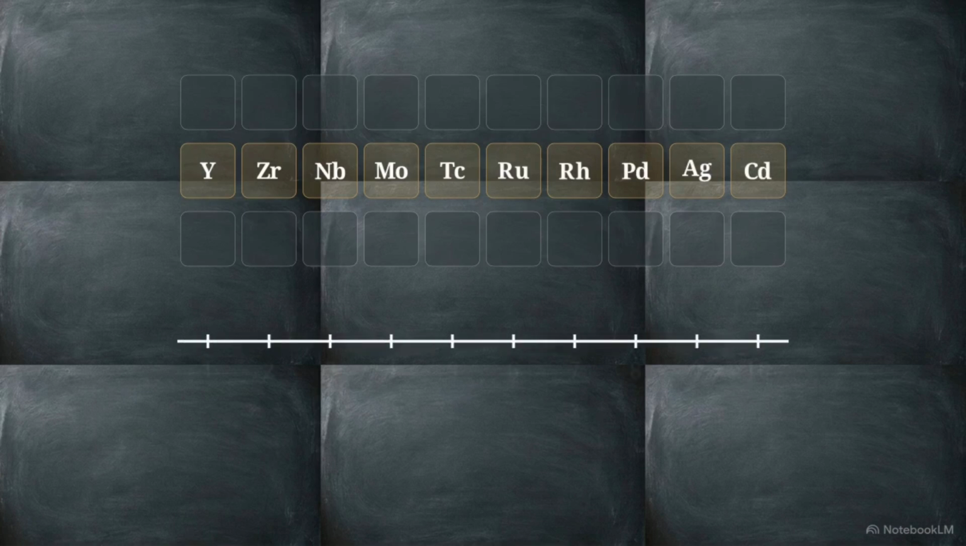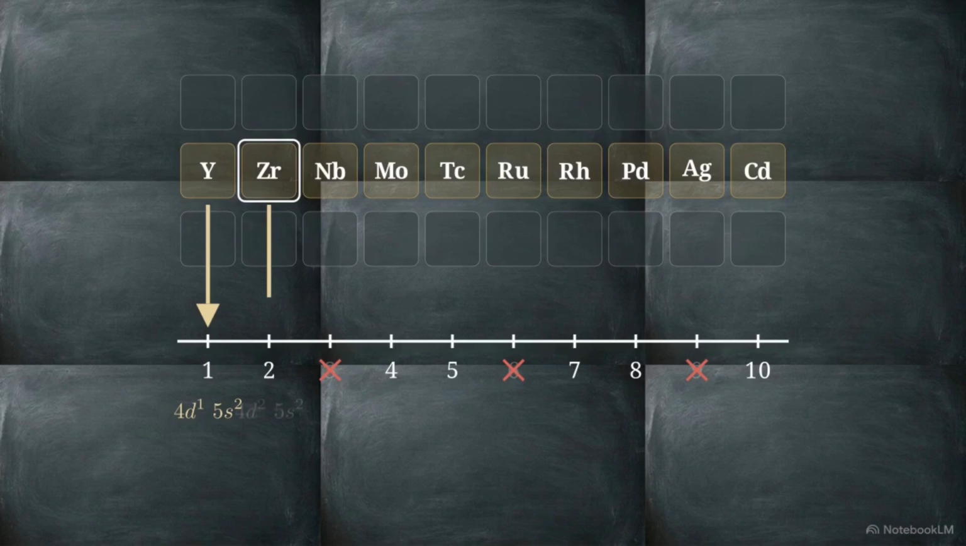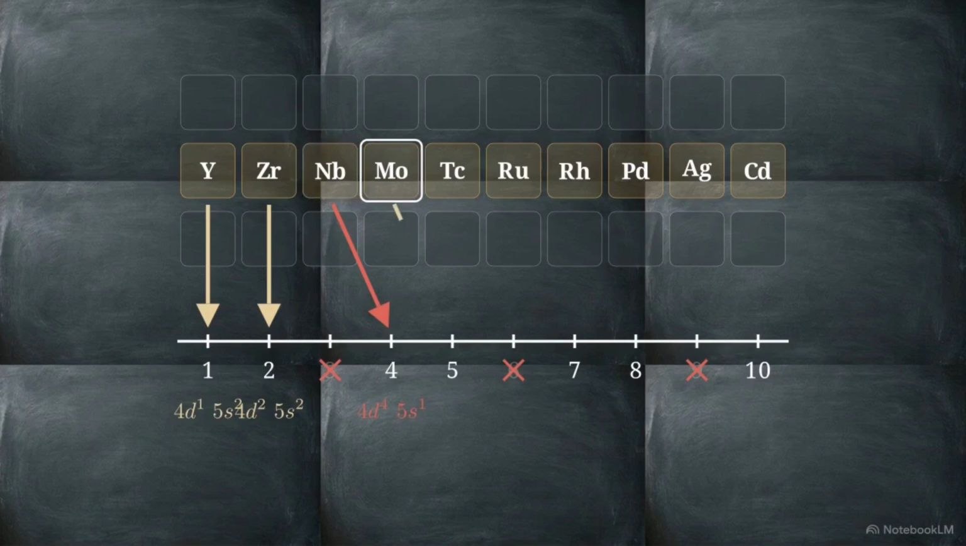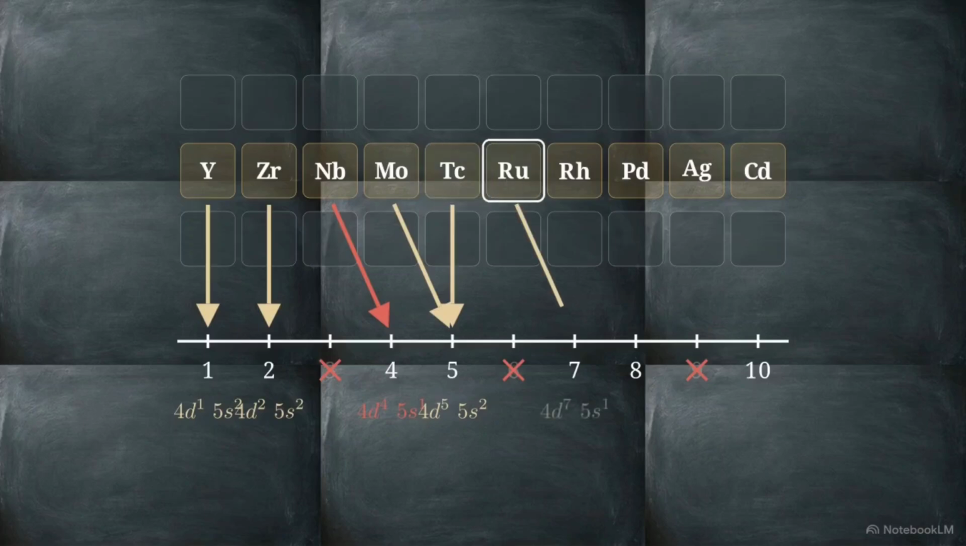To predict these configurations, the d orbital count completely rejects three numbers, 3, 6, and 9. We start counting normally, D1, then D2. But when we reach niobium, where D3 should be, we skip the banned number. Niobium jumps ahead, absorbing an s electron to become 4d4 5s1.